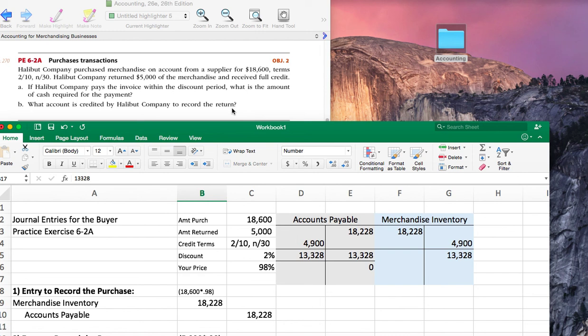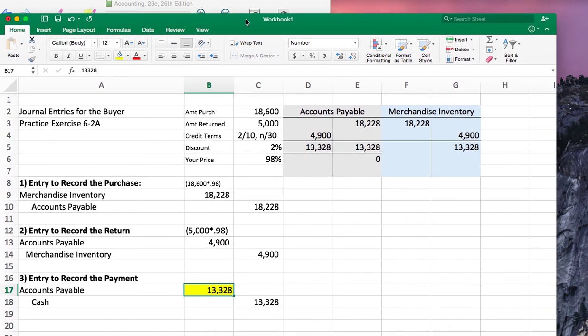Part B says, what account is credited by Halibut Company to record the return? Well, if you're ever taking a test and it asks you a debit or a credit on a return journal entry, the best thing you can do is write out the journal entry, and then you'll see that your credit was to merchandise inventory when you recorded the return.